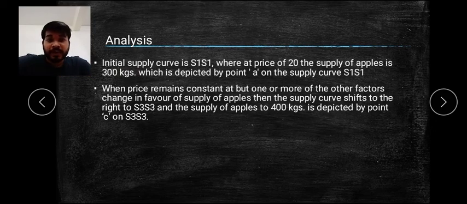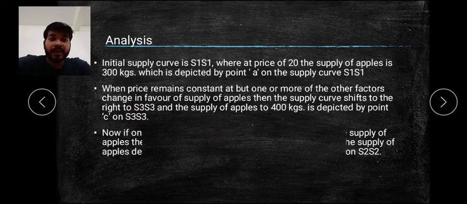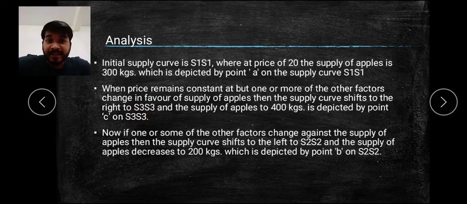Then the price remains constant, but one or more other factors change in favor of supply. मतलब price के अलावा दूसरे factors change हो रहे हैं, and it is in favor of supply. At that time the supply curve shifts towards the right, that is S3. The supply of apples is now 400. So from 300 it becomes 400, but the price remains constant. It is shown at point C, the shift from S1 to S3, from point A to point C. So we can say there is an increase in supply.